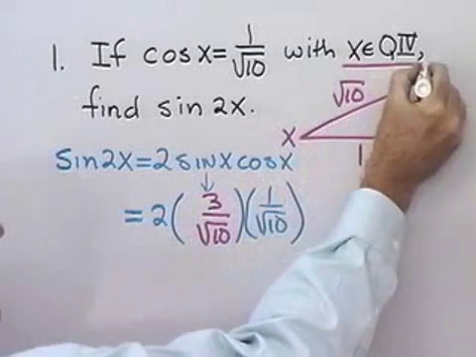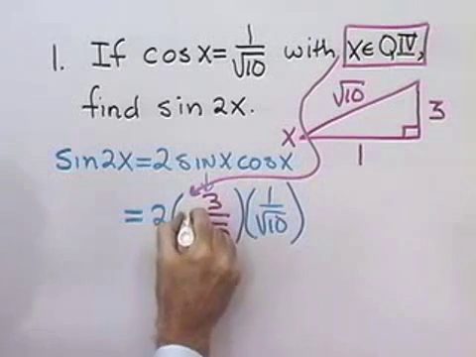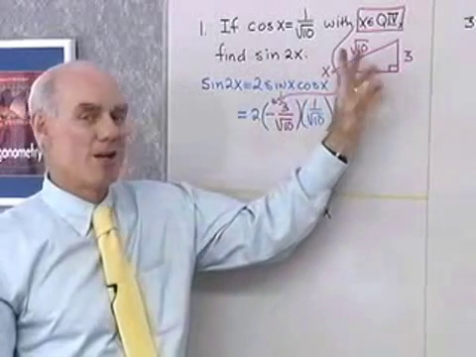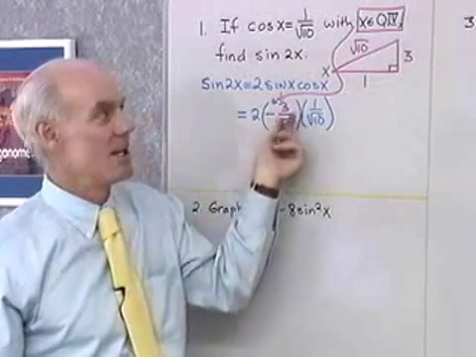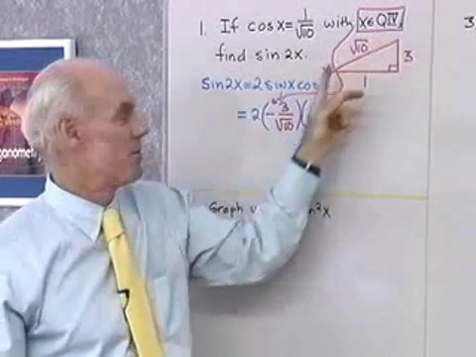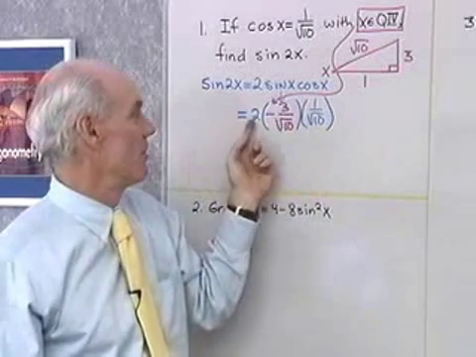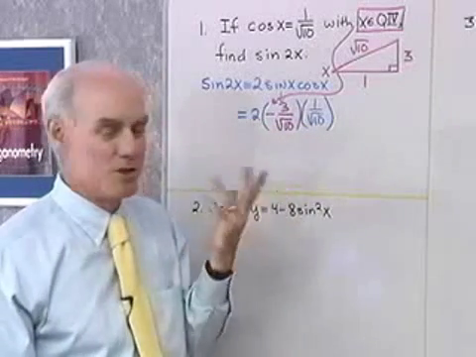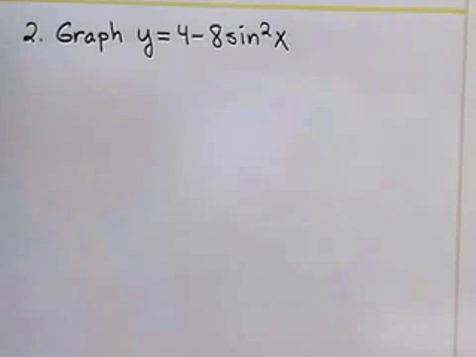And then since x terminates in quadrant 4, I'm going to have to put a negative sign right here. So I use this little diagram right here to just get my numerical value for the sine of x, and then I use the fact that it terminates in this quadrant to get this negative sign. Now I can multiply this out. You see it's very simple. 2 times 3 is 6. Square root 10 times square root 10 is 10. I've used the negative sign, so the rest of it's pretty easy. Let's go on and look at the next problem.